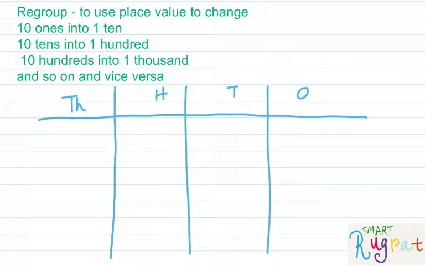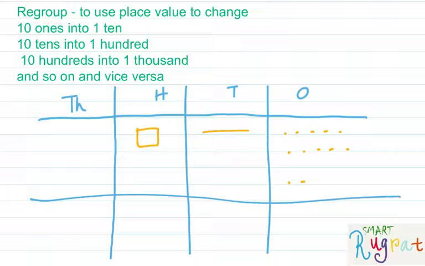The next word is regroup. Regroup is to use place value to change 10 ones into 1 ten rod, 10 tens into 1 hundred square, 10 hundreds into 1,000, and you can go back and forth. So let's say I have 12 ones. We cannot say that we have 12 in the ones, 1 ten rod, and 1 hundred square, because then this number is 1,112. That's not what we want.